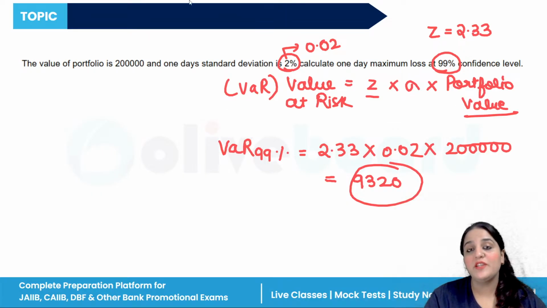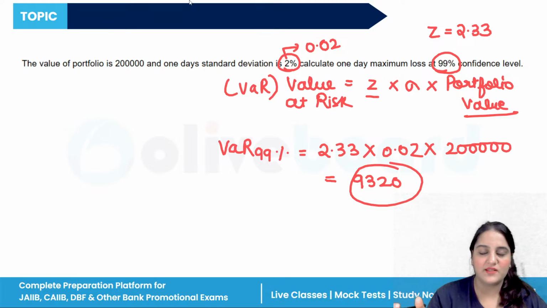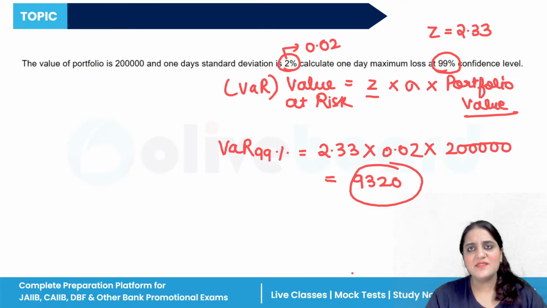We should have knowledge of these z squares and z values, which are very basic. You know, these things are very normal. They will ask about the 99% z value or 95%. That's it.